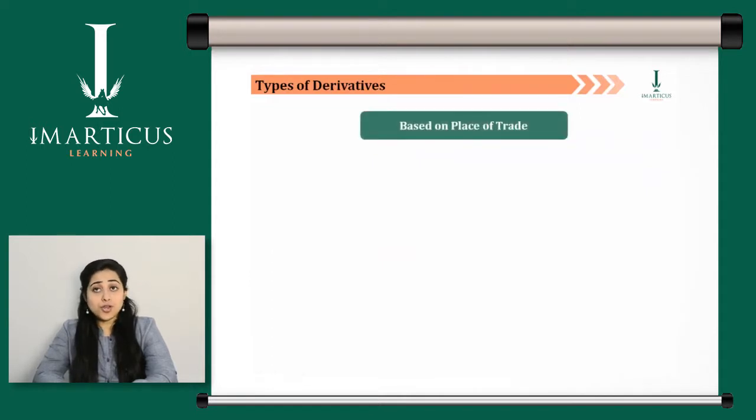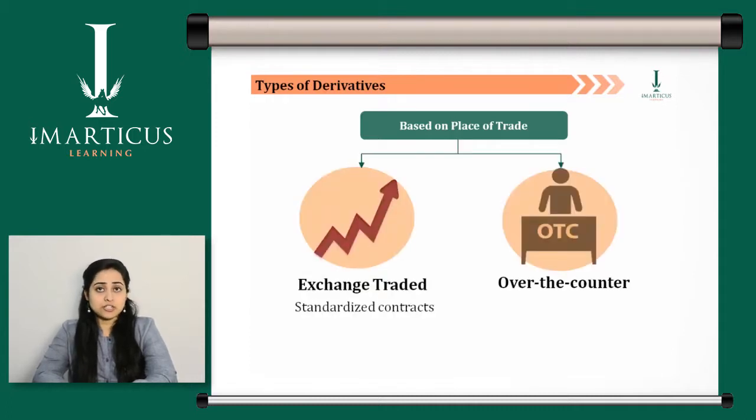Based on the place they are traded, derivatives can be categorized as exchange traded or over the counter derivatives. If an exchange is involved in a derivative contract, it is called an exchange traded derivative. Exchange traded derivative contracts are standardized derivative contracts that are transacted on an organized exchange that acts as an intermediary. They are standardized and require payment of an initial deposit or margin, settled through a clearinghouse.